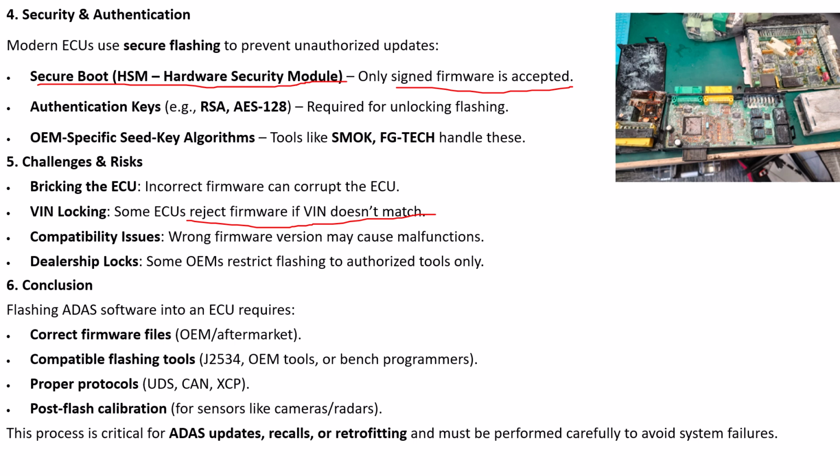Okay, next comes the conclusion. Whether it is through the OEM or aftermarket, correct firmware files have to be flashed. Flashing software into the ECU requires correct firmware, and compatible flashing tools for the given OEM and the given ECU. Next is a proper protocol, whether it is a UDS protocol, a CAN protocol, or an XCP protocol. The correct procedure must be used, and after the flashing is completed, there must be a proper post-flash calibration. This process is critical for ADAS updates, recalls, or retrofitting, and must be performed carefully to avoid system failures.